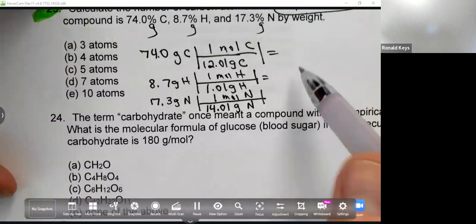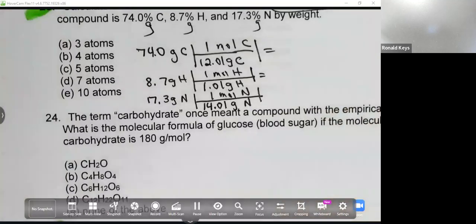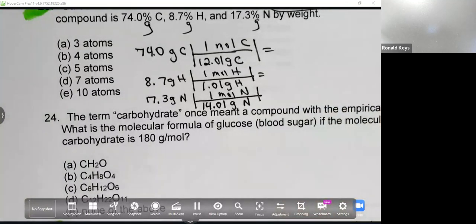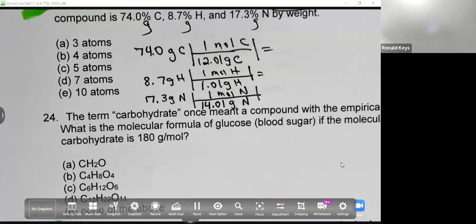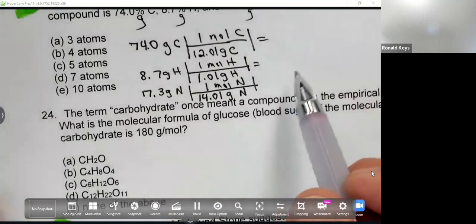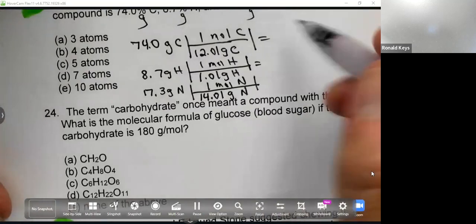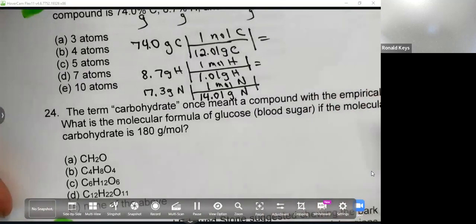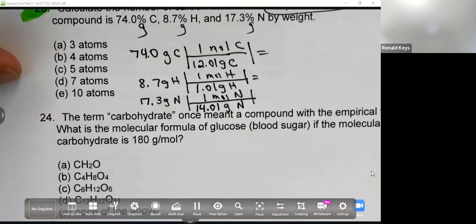Okay, do we have to do step 4 on this? Or does it come out to be an even number for the carbon? Who's got this all worked out? Does it come out even right away? It comes out even right away. Thank you. So you don't have to do step 4. So once you divide by the smallest, you should have the answer for that. 25 is the same thing.